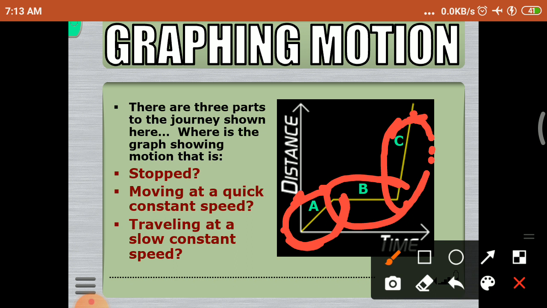So you have to say where the object is stopped, where the object is moving at a constant speed, and where the object is traveling at a slow constant speed. This is a homework for you. You have to do it.